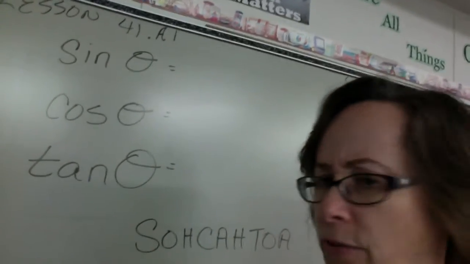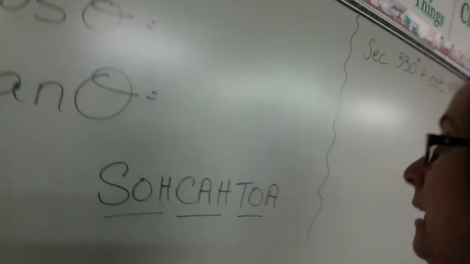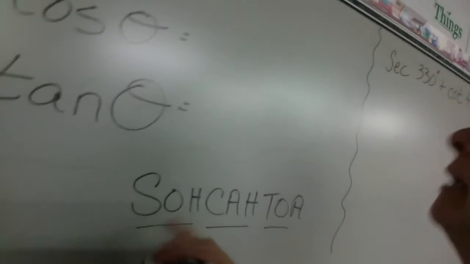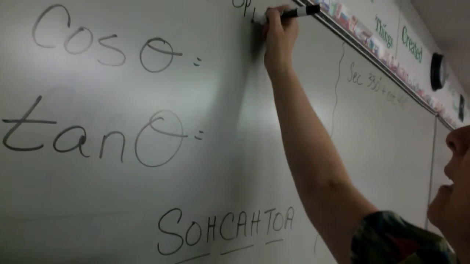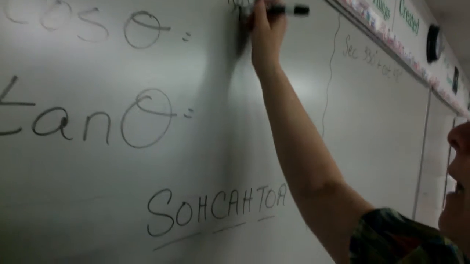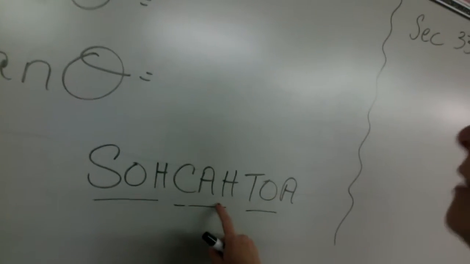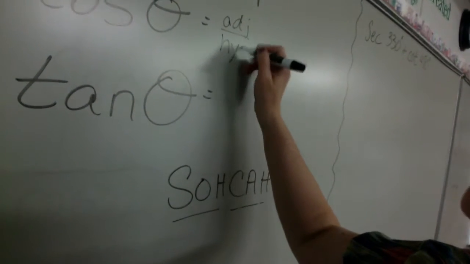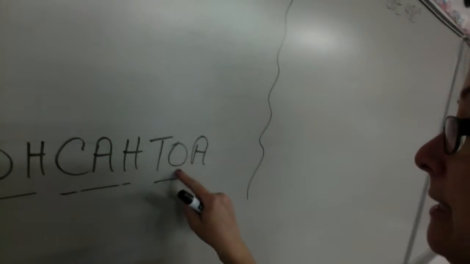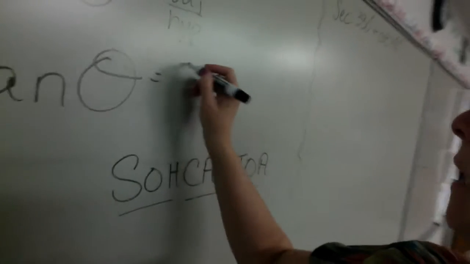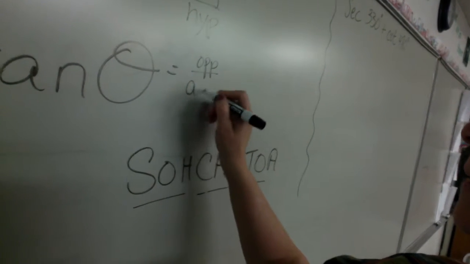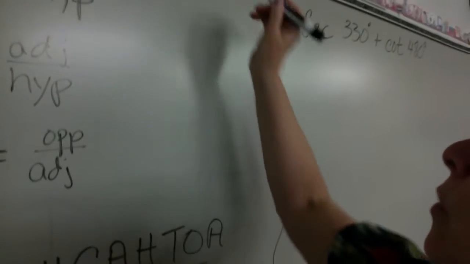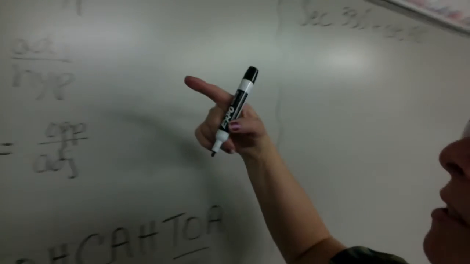First of all, let's review. Sine, remember SOH CAH TOA, right? Sine is the opposite over the hypotenuse. So let's write sine: opposite over hypotenuse. And the cosine is the adjacent over the hypotenuse: adjacent over hypotenuse. And the tangent is the opposite over the adjacent: opposite over adjacent.